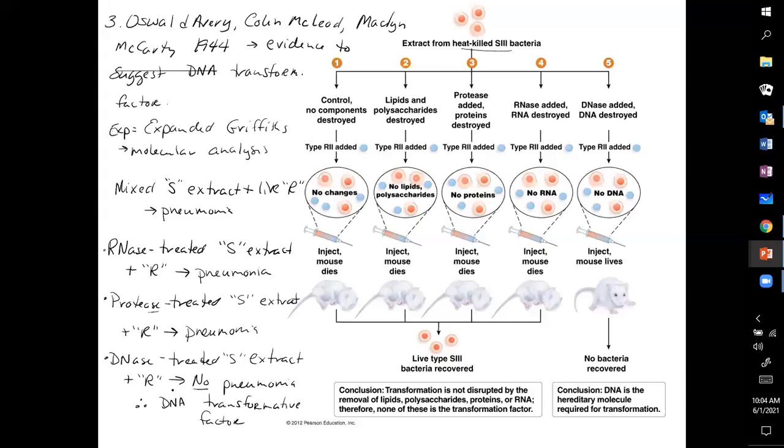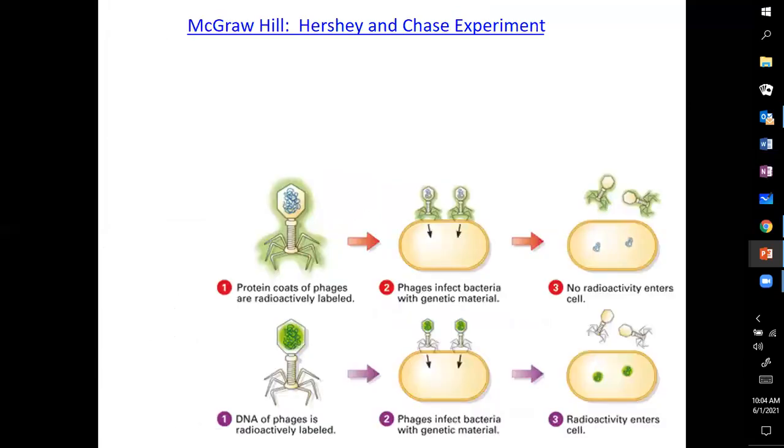So this was the first direct evidence that DNA was the genetic material, not protein, not RNA, that it was DNA that was the genetic material. A follow-up on that, a little less than a decade later, which really solidified DNA as the genetic material, was done by Alfred Hershey and Martha Chase.